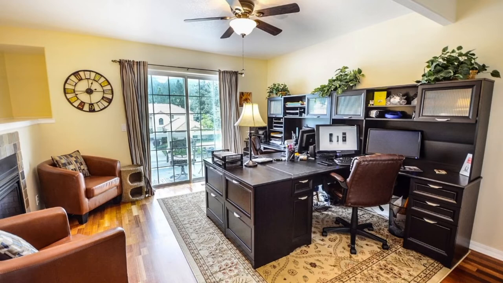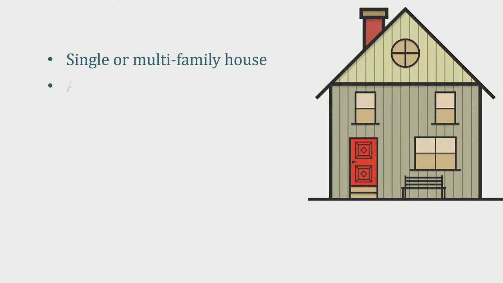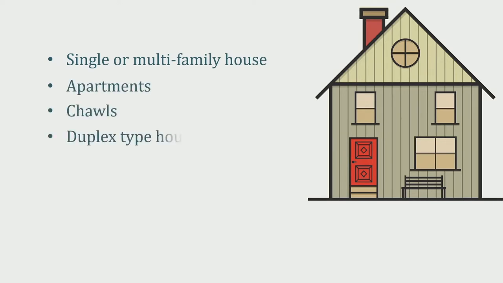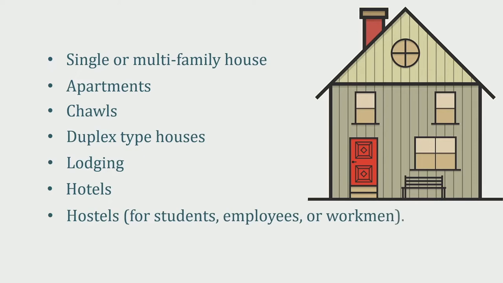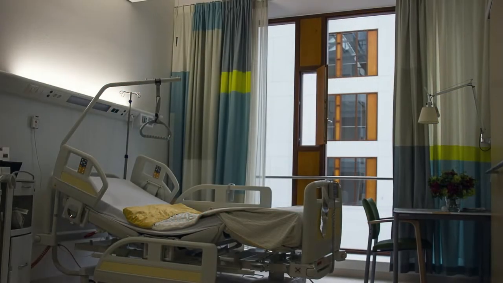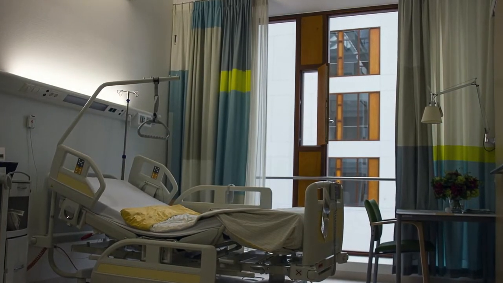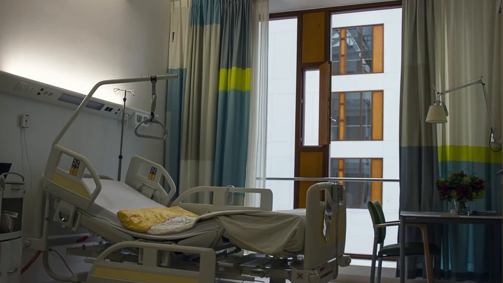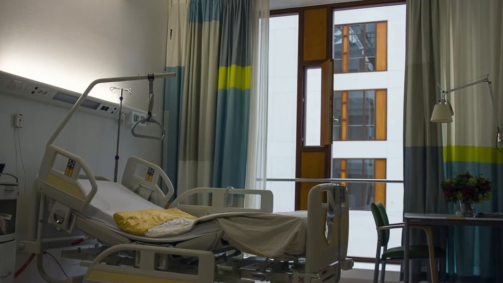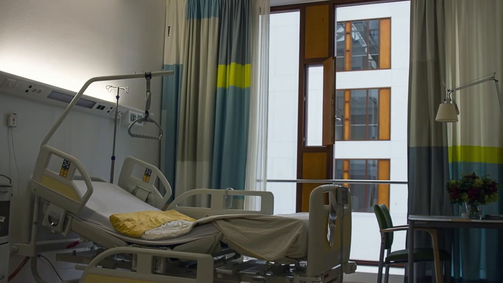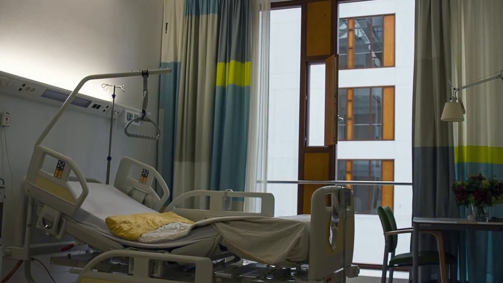A residential home includes a single or multi-family house, apartments, chalets, duplex-type houses, lodging, hotels, hostels, and more. However, buildings like hospitals, penal and mental institutions don't come under this category because they are classified into another group as institutional buildings.